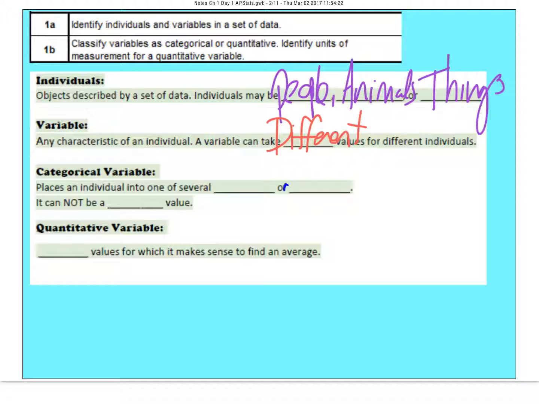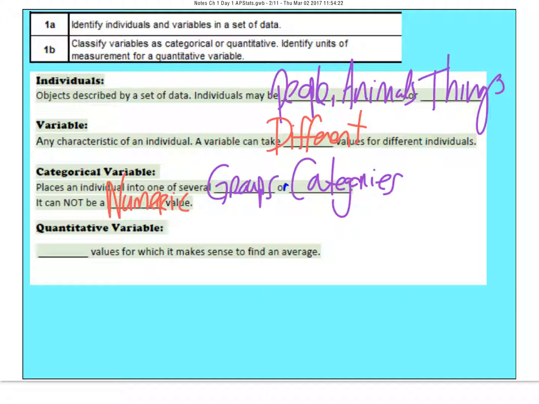A categorical variable places an individual into one of several groups or categories, and it cannot be a numerical value. So a good example would be if someone asks you, what is your eye color? You would say blue, brown, hazel, so forth.